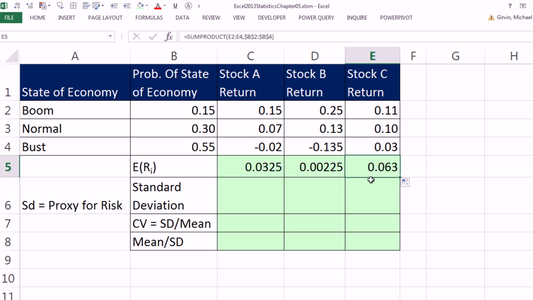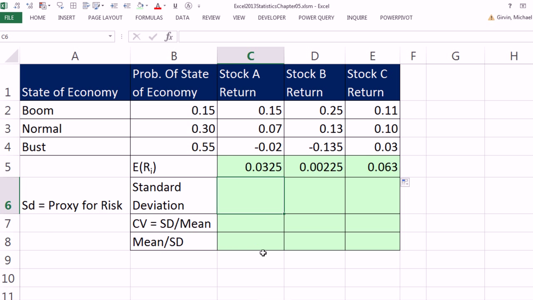So we have our returns. Now notice once we calculate what's called expected return or weighted average, even though stock B looked great if we were in a boom at 0.25, the average here, given our probabilities, is incredibly small compared to these other two.